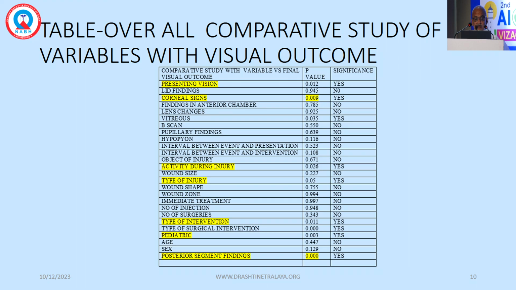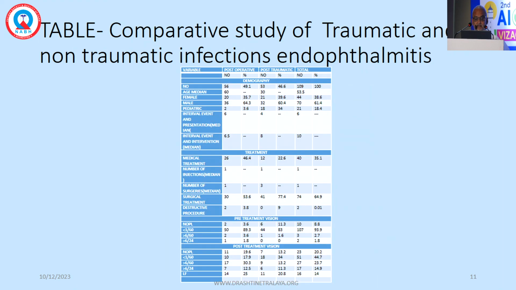So when we studied all these variables, we found that presenting vision, corneal sign, particularly corneal infiltration, type of injury in open globe injury, either globe rupture or penetrating, type of intervention, surgical or medical, age group, pediatric or adult, or posterior segment finding has a significant impact on visual outcome. This is the table where we have compared all the data from post-operative and post-traumatic cases, and we found no significant difference amongst any variable here.